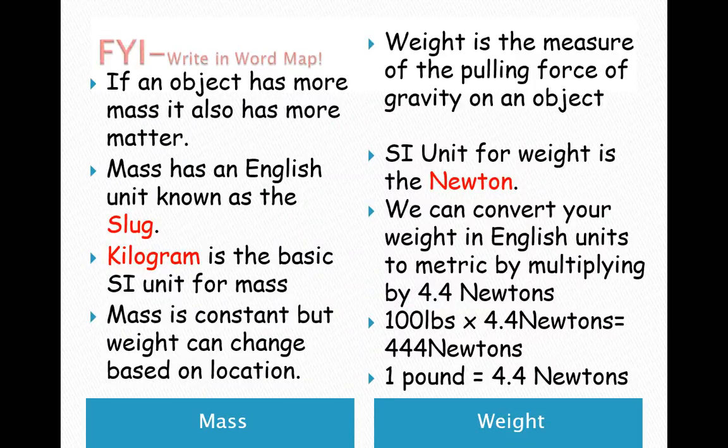If an object has more mass, it also has more matter. Mass has an English unit known as the slug. The kilogram is the basic SI unit for mass. Mass is consistent, but weight can change based on location. Weight is the measure of the pulling force of gravity on an object. The SI unit for weight is the newton. You can convert your weight in English units to metric by simply multiplying it by 4.4 newtons. So take your weight in pounds, multiply that by 4.4, and that will tell you what your weight is in newtons.